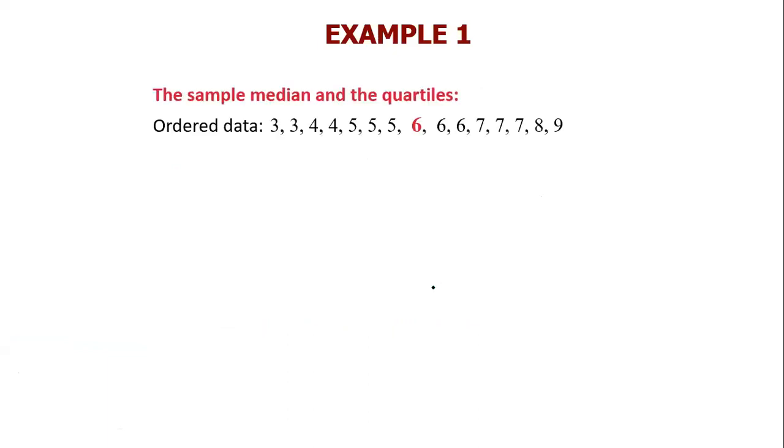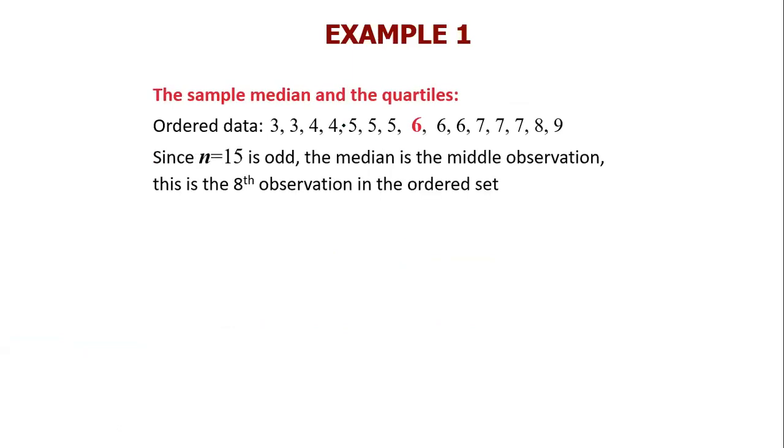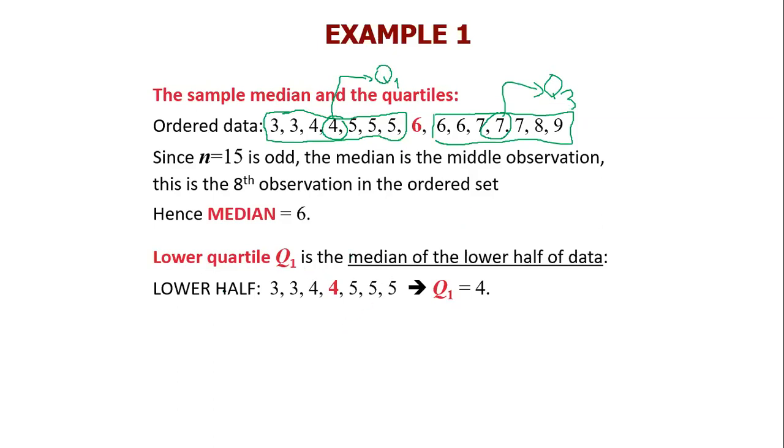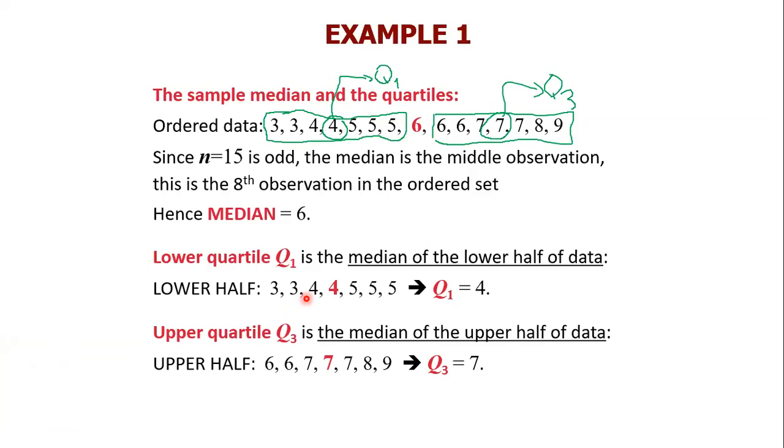How about the quartiles? I have the lower quartile and the upper quartile, okay? For the lower quartile, you just take the first half of the data. This is my first half, and this is my second half. Then you find the median of the first half and the median of the second half. The median of the first half is your first quartile, which we call Q1. And the median of the upper half is called the third quartile, Q3. So Q1 is the median of the lower half of the data, and the upper quartile is the median of the upper half of the data, and that's Q3, which is 7.